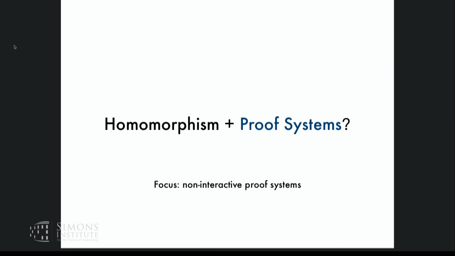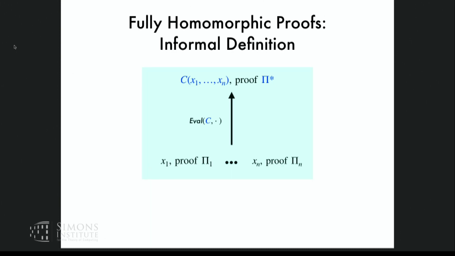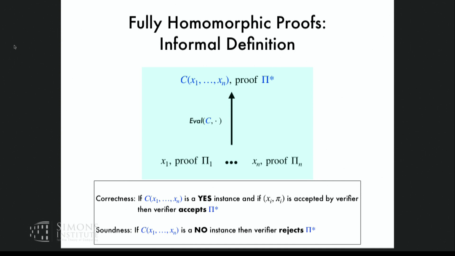Before I formally define what this means, let's just look at an intuitive definition of fully homomorphic proofs. Intuitively, what we want is that we should be able to combine many proofs on many instances into a proof on some instance that is a function of the original instances. And the two natural properties we want: if you start with proofs on yes instances, and let's say these are proofs that are accepted by the verifier, and suppose the resulting instance is also a yes instance, then you want the guarantee that this proof is also accepted by the verifier. Okay? So this is the correctness guarantee.